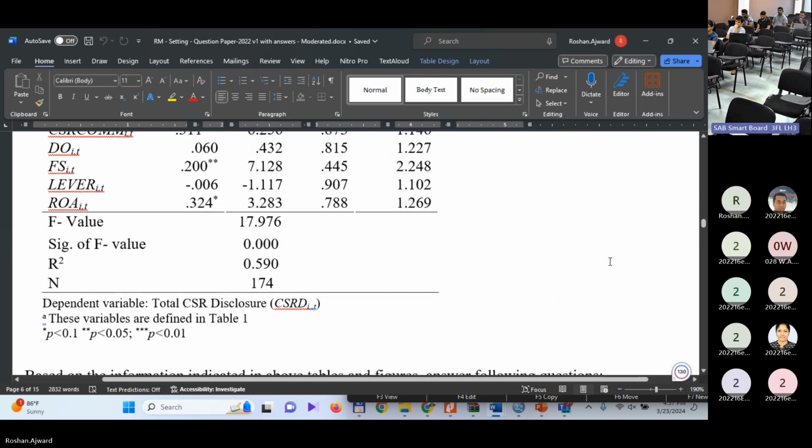Is the overall model valid? Yes or no? Yes. Exactly. Very good. The sig of F value is very much clearly indicated. It's 0.000, so it is significant. The model is significant. Absolutely good. Very good. You get the correct answer. Right.